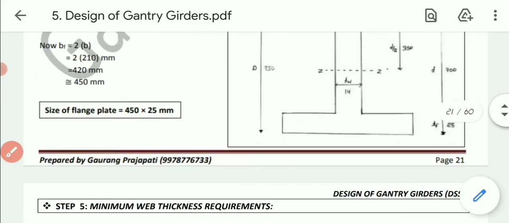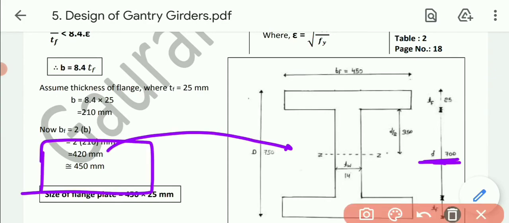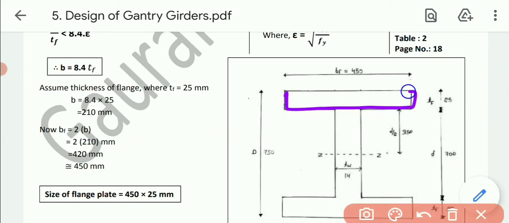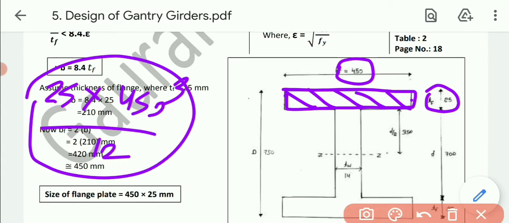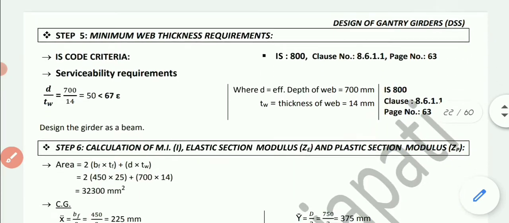So for that one, we need to calculate the moment of inertia of this flange only with respect to the y axis. So db cube by 12, so ultimately 25 into 450 cube by 12. Clear? That will be Iy of the flange only.